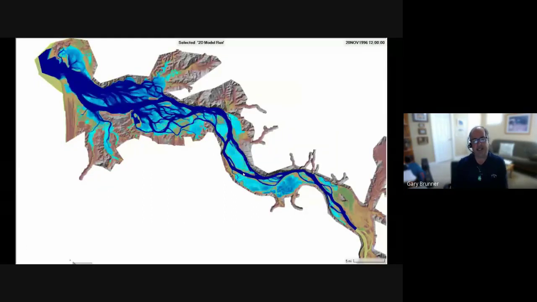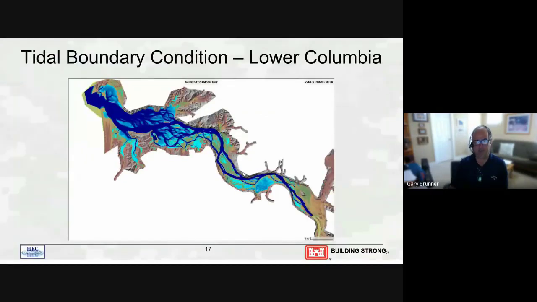So here's my tide coming in and out. And if you know anything about the Lower Columbia, the tide cycle is high, and it actually will affect the water surface at low flow all the way up at Portland, which is over 100 miles upstream, because of the tide cycle.